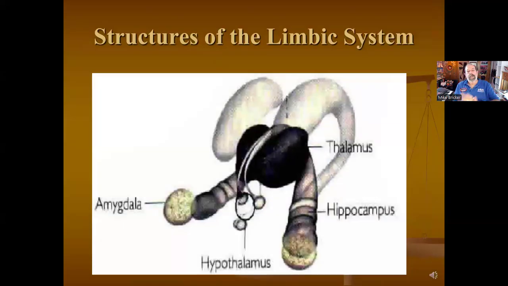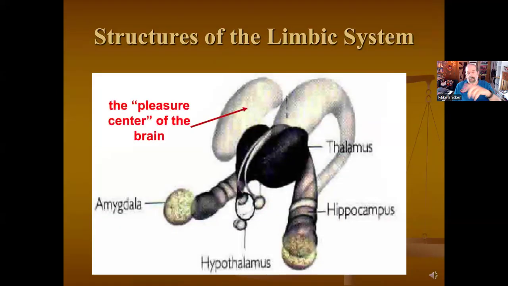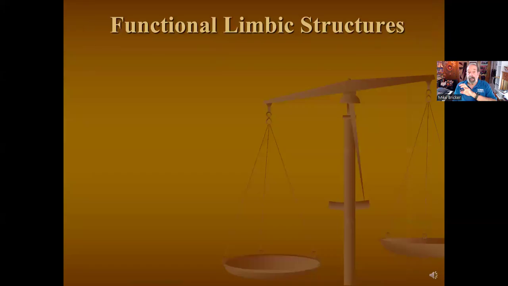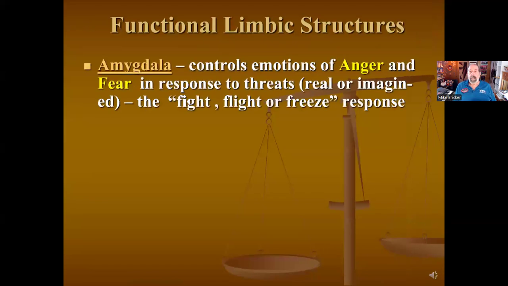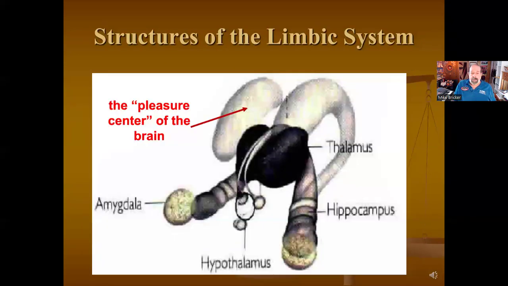So these are the main parts of that limbic system, okay? This is what's called the caudate nucleus. It's a part of the pleasure center of the brain. You probably have heard about dopamine and how important it is in certain functions. This is the part of the brain that really lights up when things get going. So looking at these other little structures, this little thing right here is called the amygdala.